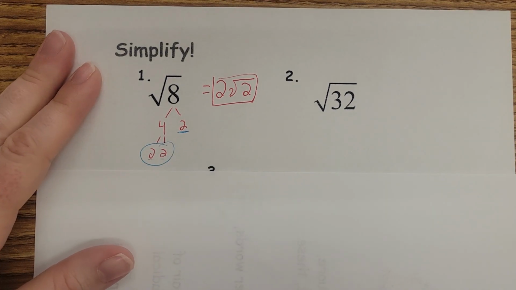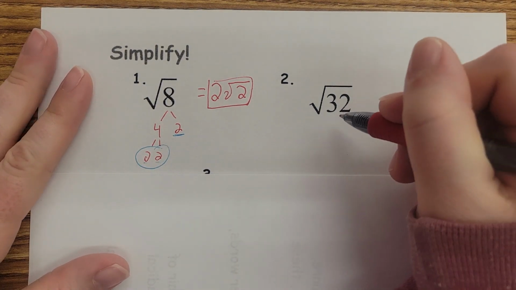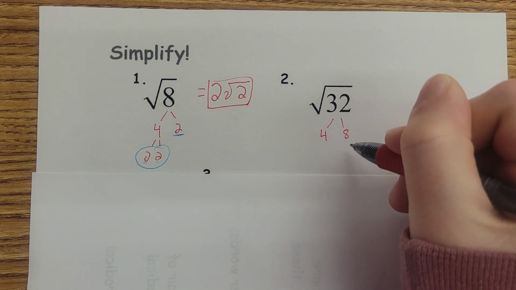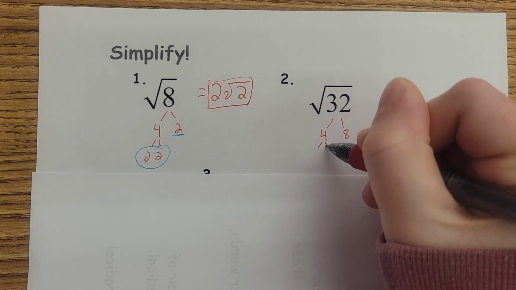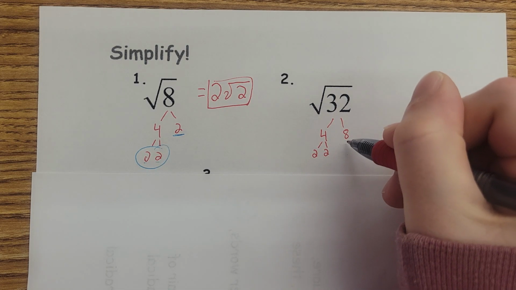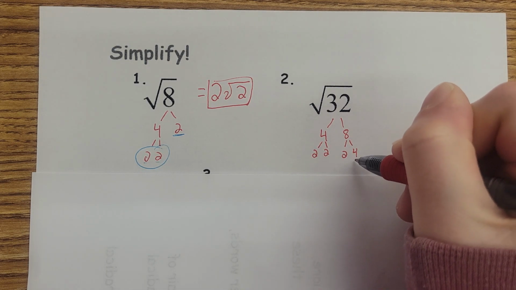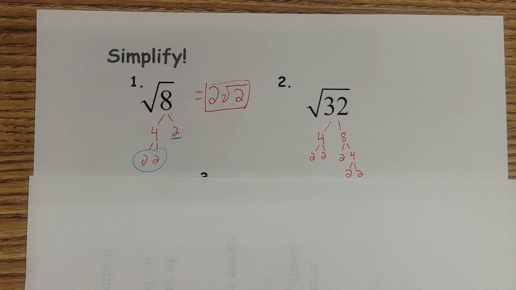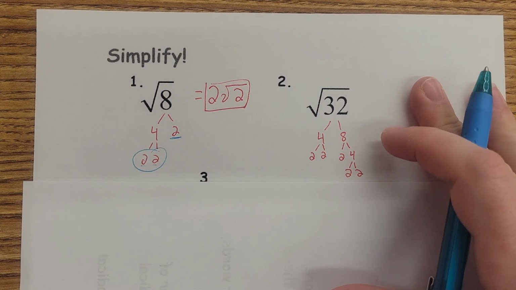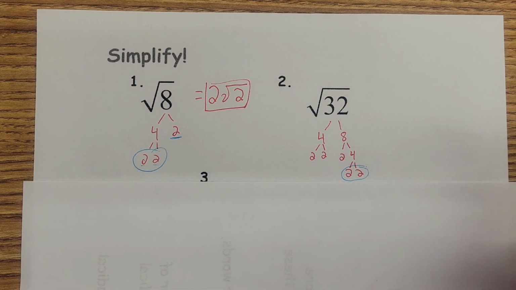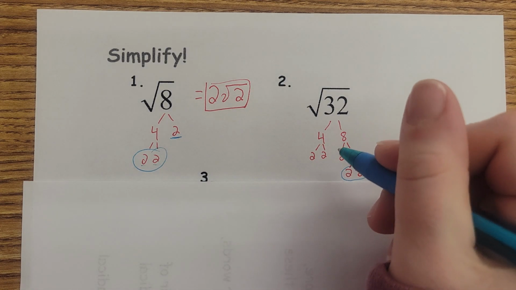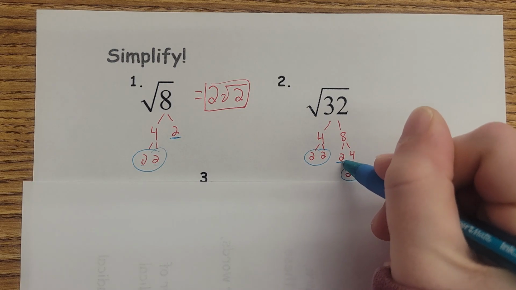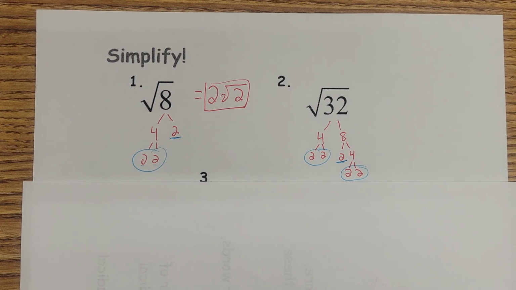Let's try with this 32. Once again, I'm going to do a factor tree. 32, that's 4 times 8. 4 is 2 times 2. 8 is 2 times 4. 4 is 2 times 2. So I've got all the way down to prime factors, and I'm looking for pairs. I have a pair of matching 2's right here, and another pair of matching 2's right here, but don't forget this lonely 2 that has no friends.